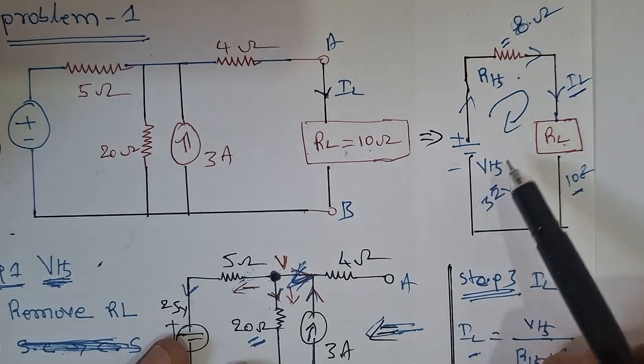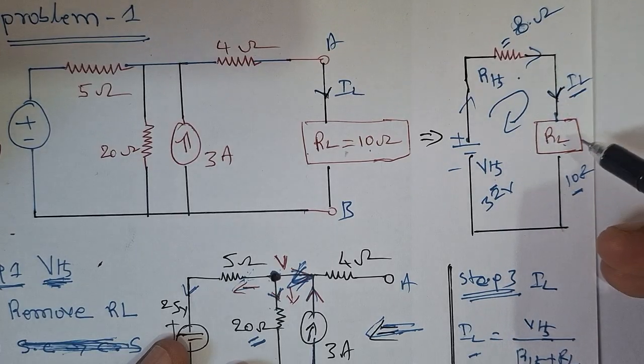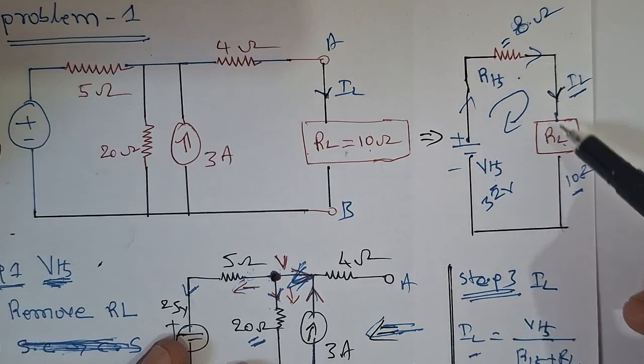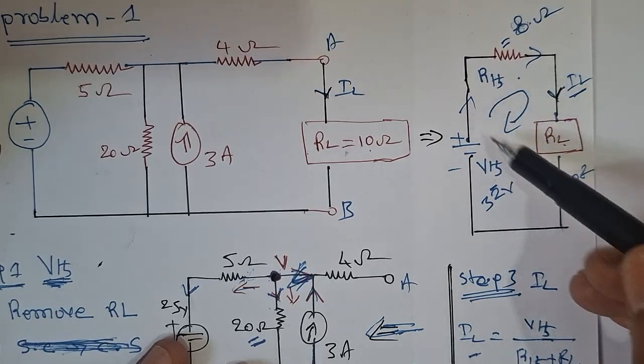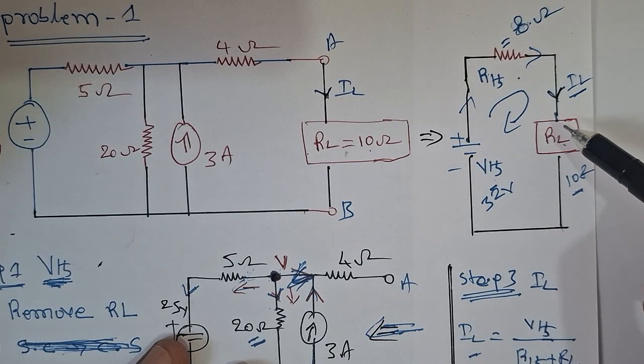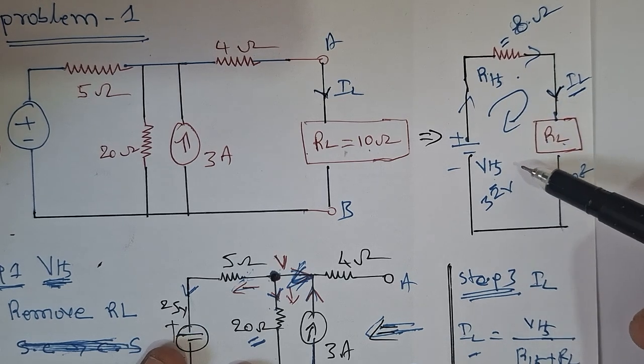So for this equivalent circuit diagram, you have to calculate how much load current is flowing. It means simply IL is equal to total voltage by total resistance, right? This is the basic formula. So total voltage VTH divided by RTH plus RL. Both are connected in series. So this is the procedure.